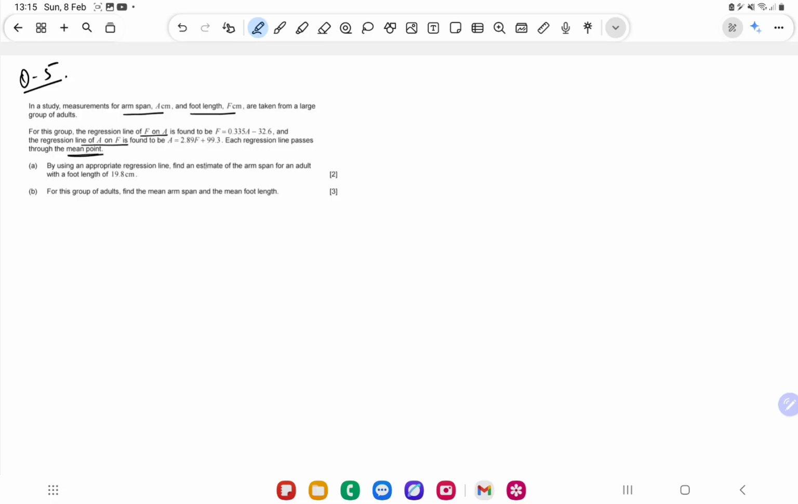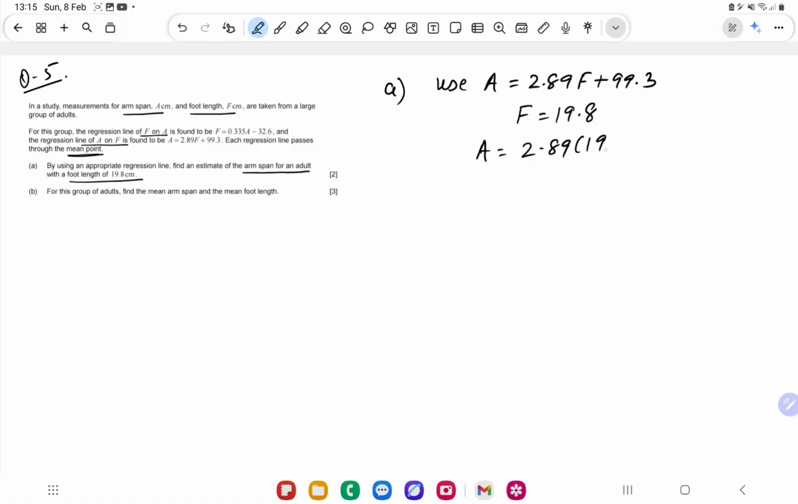Now it says, by using appropriate regression line, estimate the arm span for an adult with foot length 19.8. So to solve a part, we will use the equation a equals 2.89f plus 99.3. I will put my f value as 19.8. So when you use your GDC, you can put this equation and we will get a value as 156.522, which I can also write as 157. So my arm span is 157 centimeter.